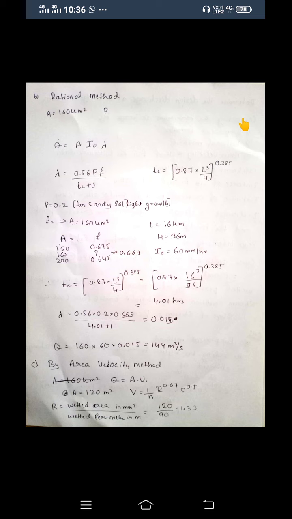So our Tc is equal to, we'll substitute here, Tc equal to 0.87 times 16 raised to 3 divided by 96, raised to 0.385. So Tc is equal to 4.01 hours. That Tc is in terms of hours. In this lambda formula we have found Tc, but we'll have to find P and F.